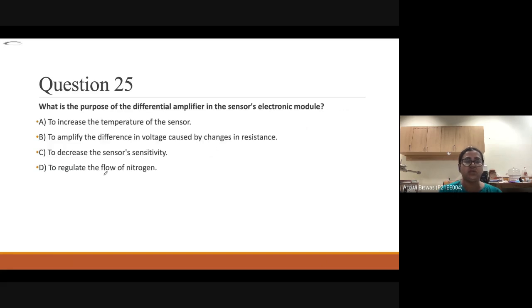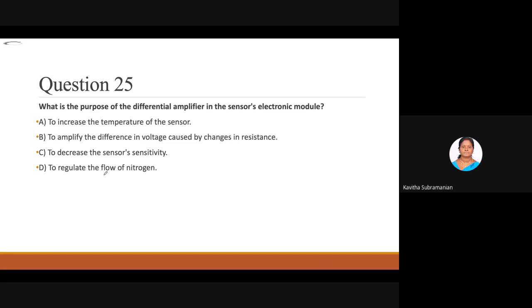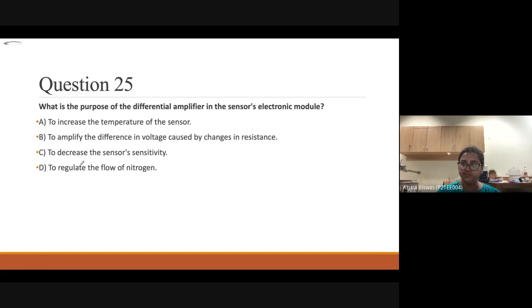Okay. So next question is 25. What is the purpose of the differential amplifier in the sensor's electronic module? First option is to increase the temperature of the sensor. The second option is to amplify the difference in voltage caused by the change in resistance. The third option is to decrease the sensor sensitivity, and the fourth option is to regulate the flow of nitrogen. Which one is the right answer? To amplify the difference in voltage caused by the change in resistance. Yes, option B is the right option.